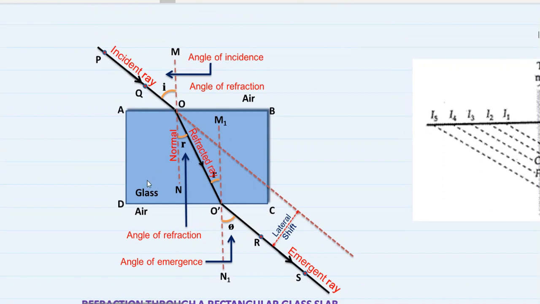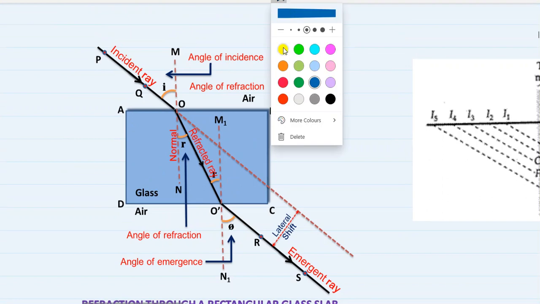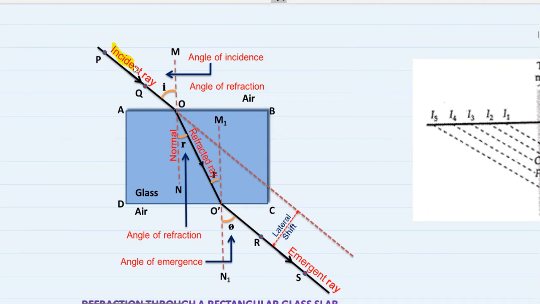Here you can see a rectangular glass slab. Let me show you the incident ray. So this is the incident ray, PQ. O is the point of incidence. N is the first normal at the point of incidence. I is the angle of incidence. Now since the ray of light is entering from rarer medium air to denser medium glass, it will bend towards the normal. See, this is the refracted ray which is evidently bending towards the normal.